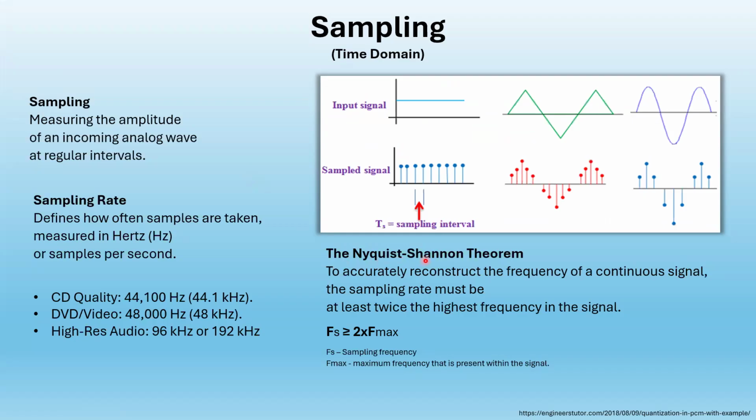We talked about the Nyquist-Shannon theorem, which, as a review, says that to accurately reconstruct the frequency of a sinusoidal or continuous signal, the sampling rate, which is how often we take the sample, must be at least twice the highest frequency of the signal.